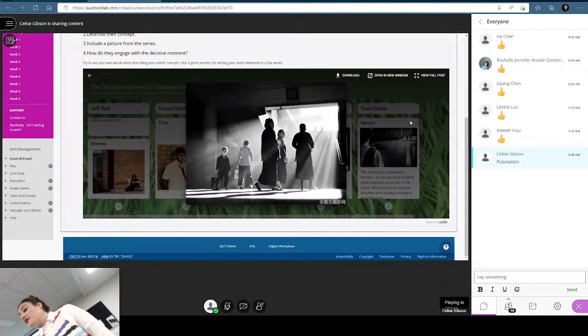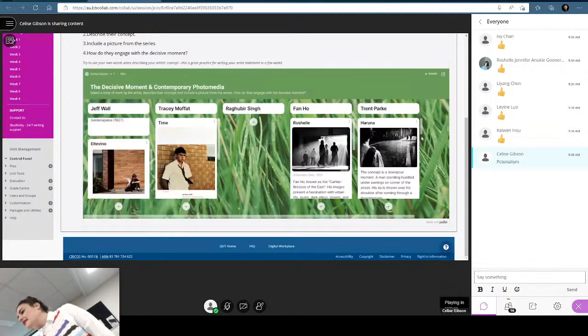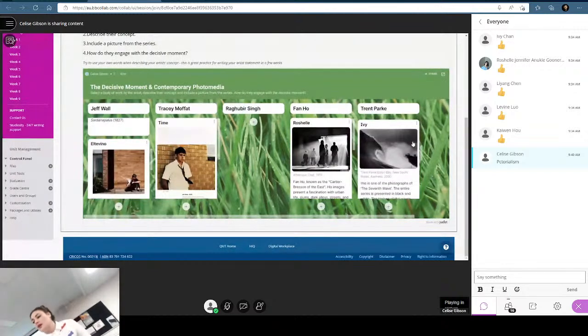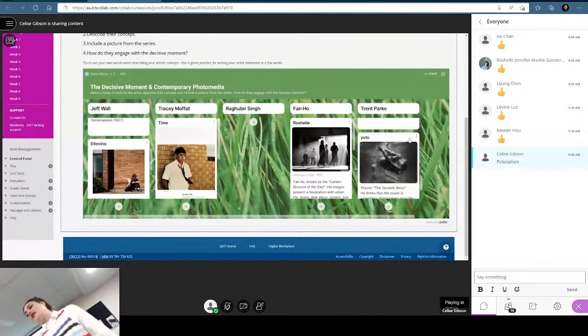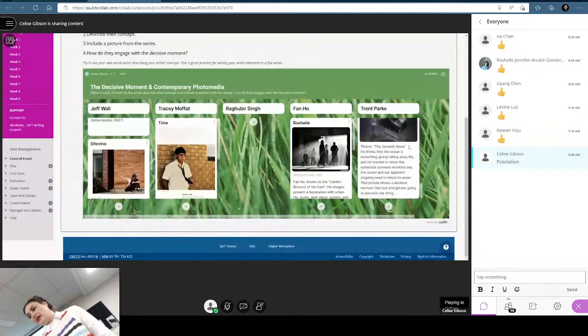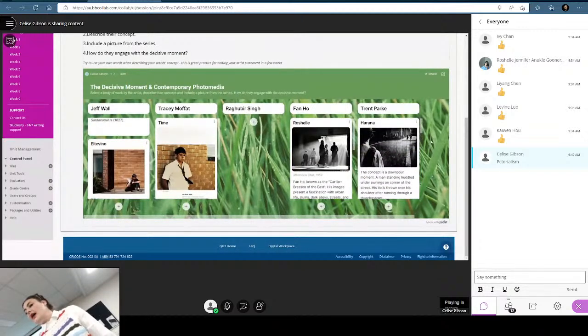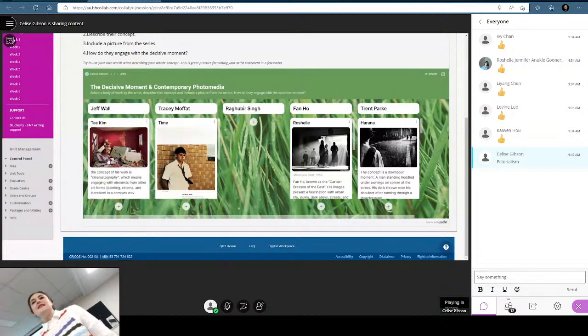Okay, Rochelle, thank you for doing the write-up on that one. And then we've got Trent Park, and I would say similar things about Trent Park, although it depends on the body of work that you pick for Trent Park. And we'll be looking at Trent Park next week as well, so I won't go into too much detail. But these are some artists that may inspire your thinking or way of working for your very own folio.